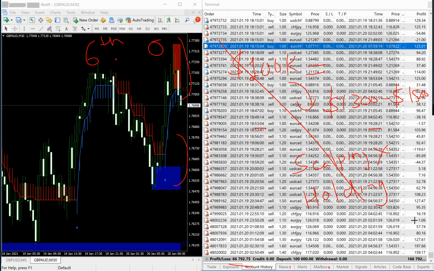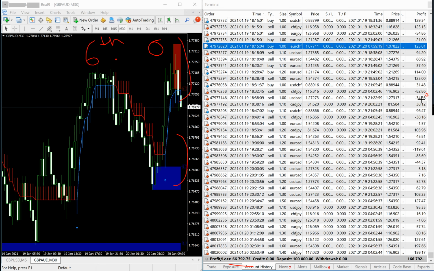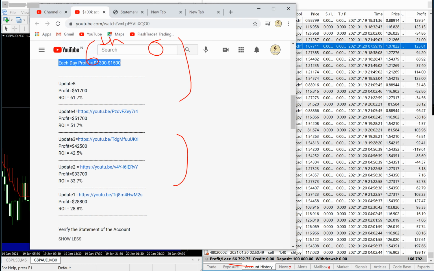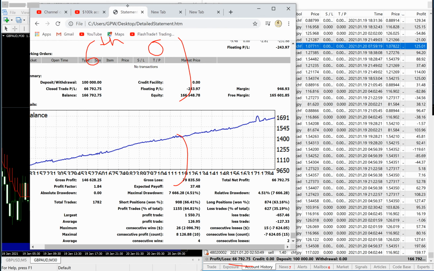Now let us check the statement of the account. So I'm moving to the statement of the account, where you can see that the profit is 66,798. Our profit factor is good, that is 1.8. If you multiply the profit factor with the expected payoff, you will get the total net profit on this account.